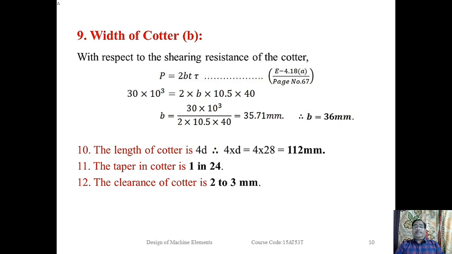So dear students, I think you understood this problem. Similarly, we will solve another problem.